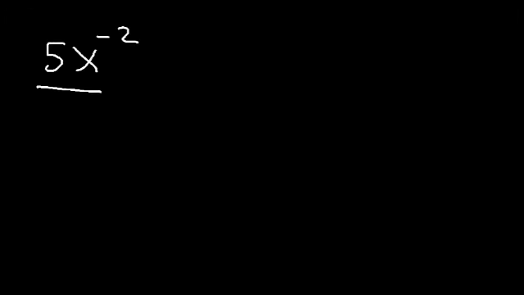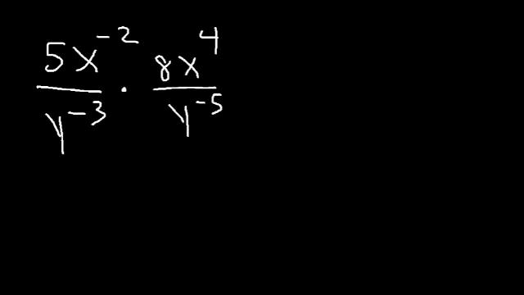5x to the negative 2 divided by y to the negative 3, times 8x to the 4 divided by y to the negative 5. What's the answer to this particular problem? Now the first thing I would do is try to get rid of the negative exponents.